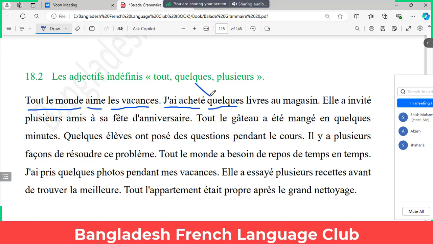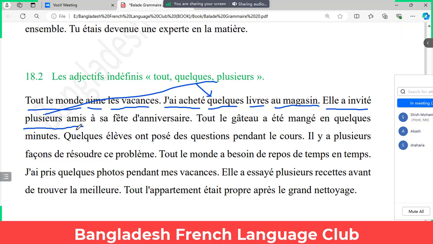Then j'ai acheté quelques livres. So we are using this adjective. Livre means book and quelques means some. Some books. So we bought some books from the store, magasin. Okay. Elle a invité plusieurs amis. Plusieurs means several. Elle a invité means she invited plusieurs amis, several friends.